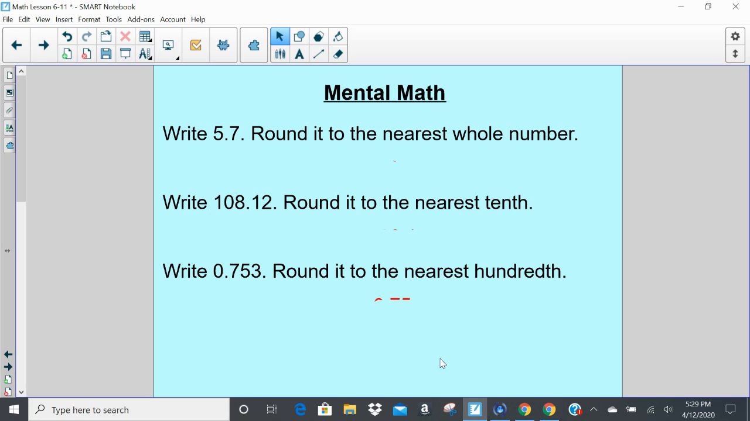So today we're going to begin with our mental math. Our mental math today is rounding decimals as a review. So go ahead and choose number 1, number 2, or number 3, and go ahead and pause your video as well.